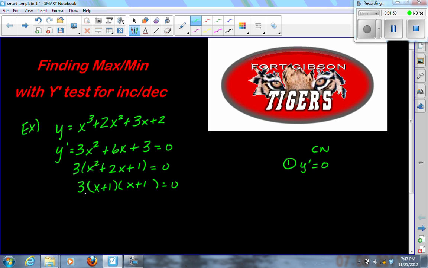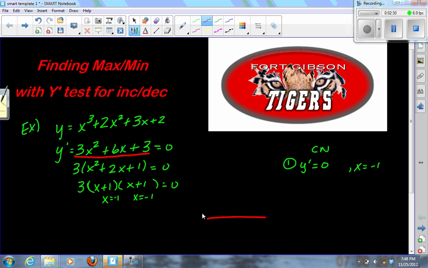And so when is this derivative equal to 0? That's at x equals negative 1 and x equals negative 1 again, so really I only have to count that once. Okay, so that's where the derivative is 0. Going back to my derivative, where is this derivative undefined? Well, this derivative is a polynomial also, so that's never undefined. So this is my only critical number.